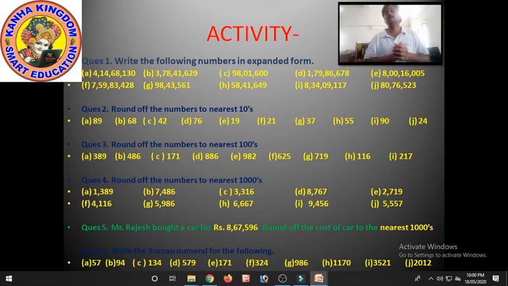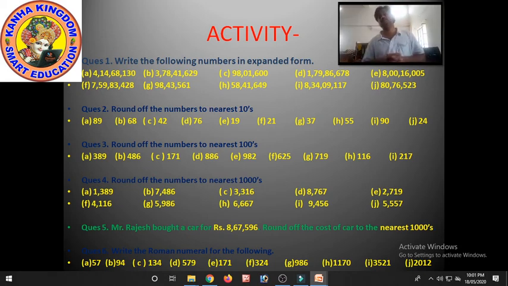So what is in the hundreds place? 9. So 9 is greater than 5. It means you convert the thousands place value, and how? Add 1 to the thousands place value. What is the number in the thousands place? That is 5. So 5 plus 1 is 6, and the rest, the hundreds, tens and ones, are converted into 0. It means the answer of 5,986 equals 6,000. Okay, now we move to question number 5.